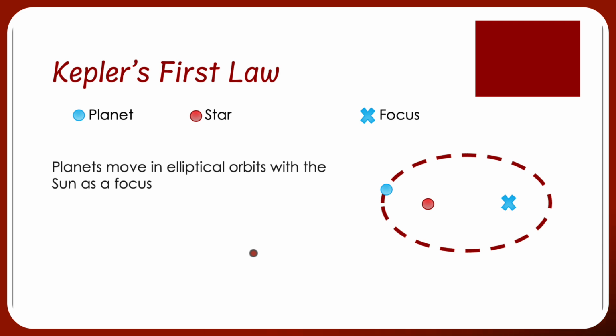Kepler actually did this based on empirical measurements. In other words, he didn't have the theory behind it. He just did this by observations, and he came up with these three laws. So the first one saying, no, those planets are not traveling in a circle, they're actually traveling in an ellipse.